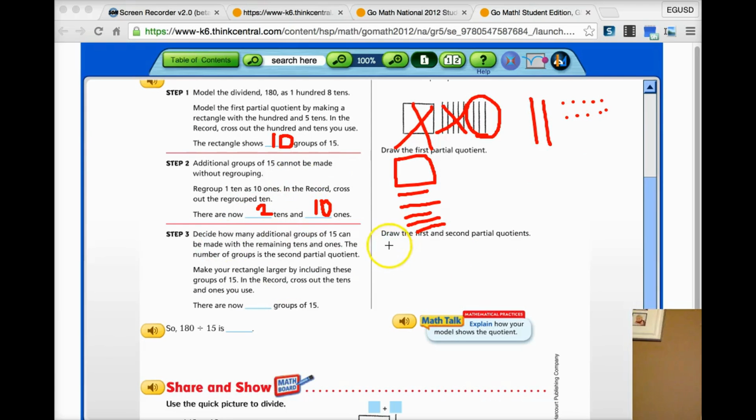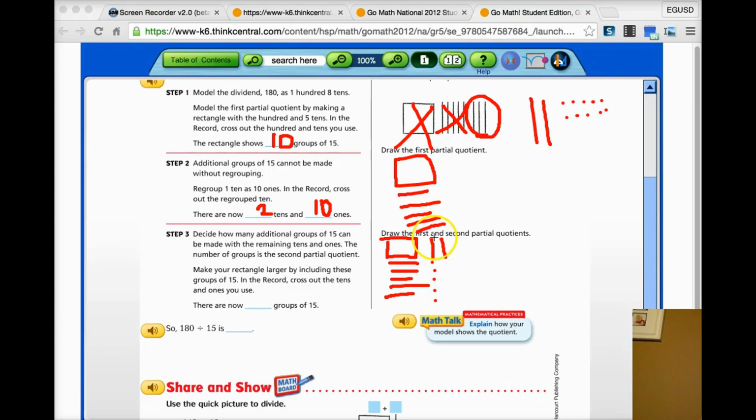Second drawing, so my second drawing is going to be like this. So now I have my first drawing. Recreate it, 2, 3, 4, 5. And then now I'm going to take this right here and I'm going to divide it. So I'm going to do 1, 2, and then I'm going to take my 10 ones. 1, 2, 3, 4, 5.